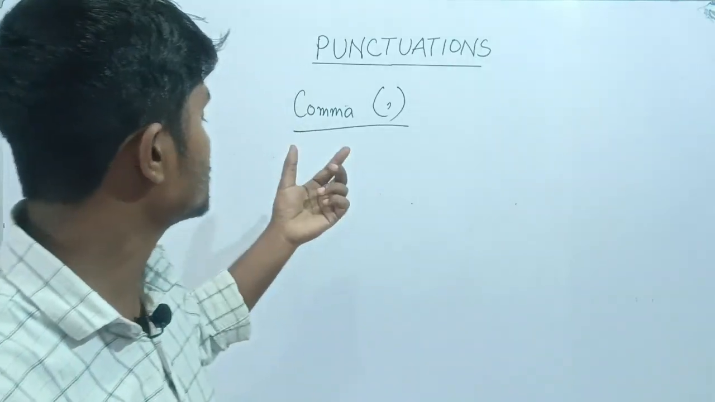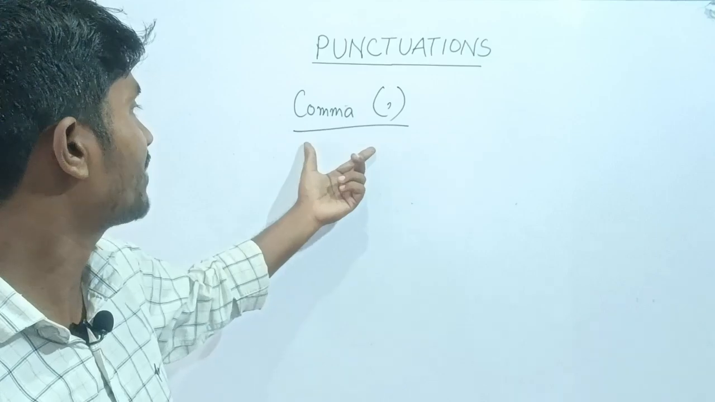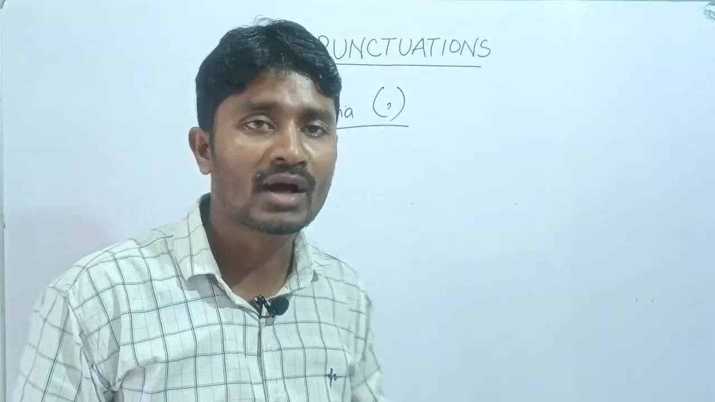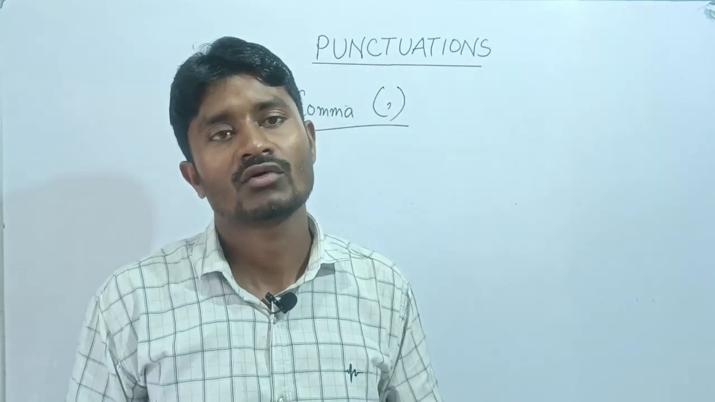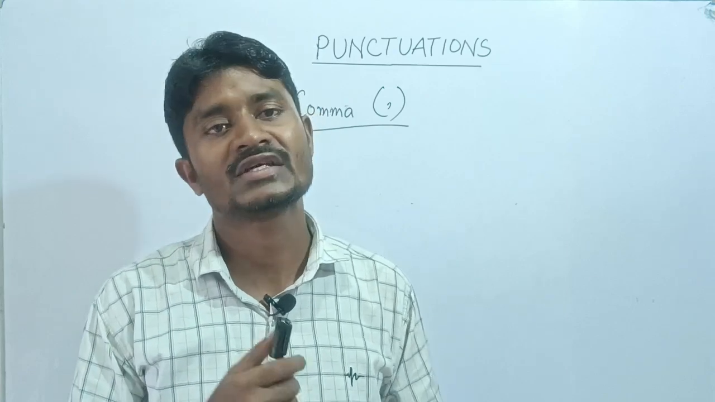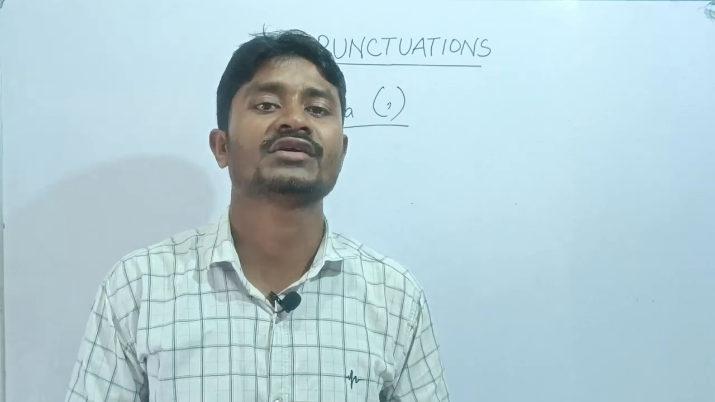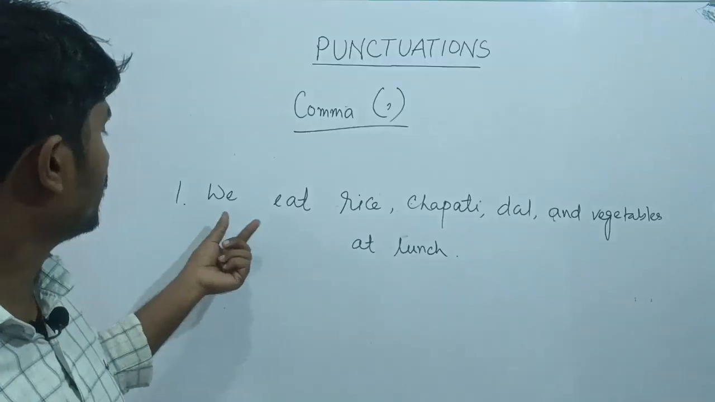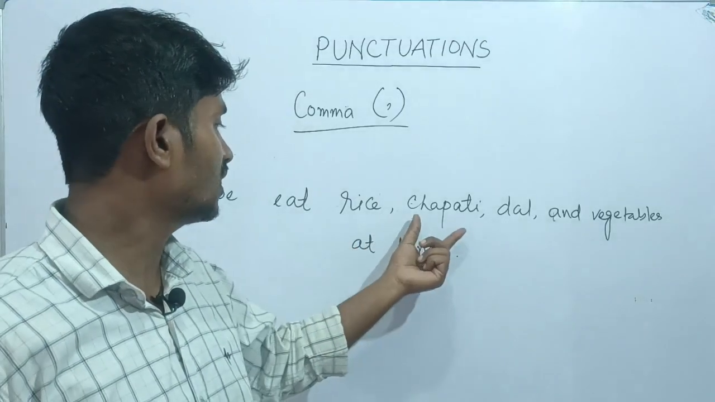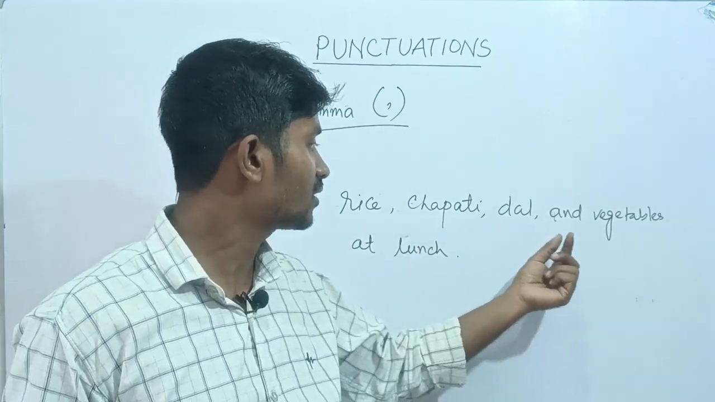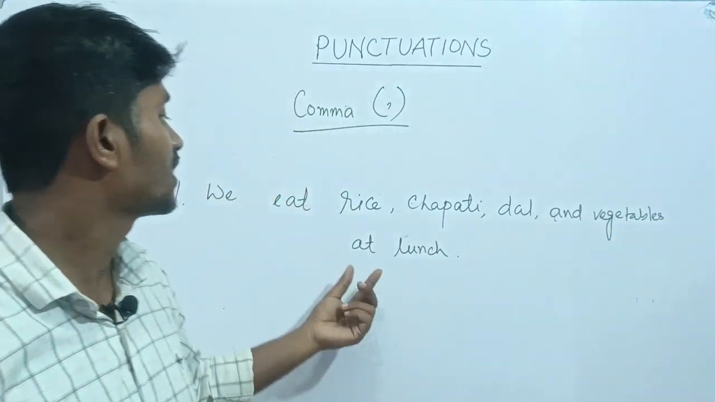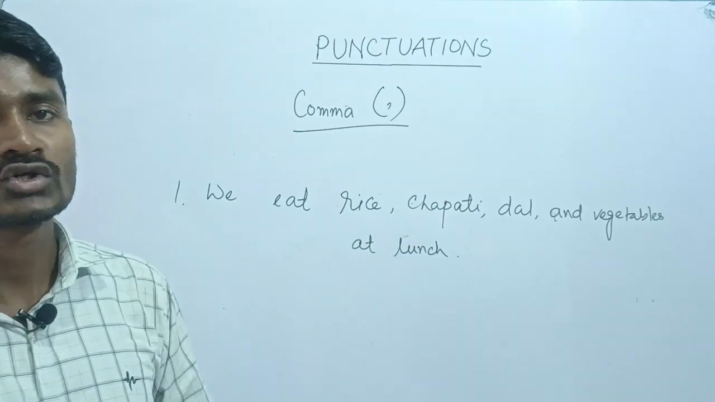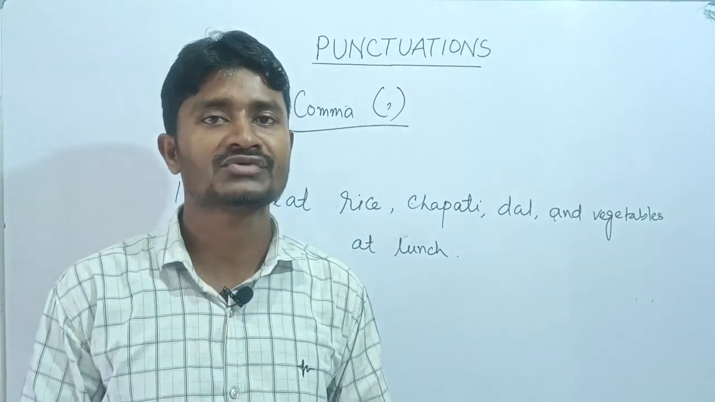Hello friends, let us discuss a very important punctuation mark, that is the comma. Let's see when we use commas in a sentence. Commas are generally used between nouns in a sentence. For example, we eat rice, chapati, dal, and vegetables at lunch. So commas are generally used between nouns in a sentence.